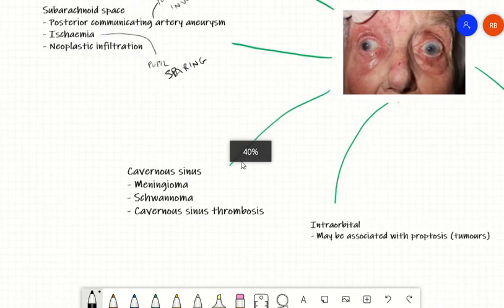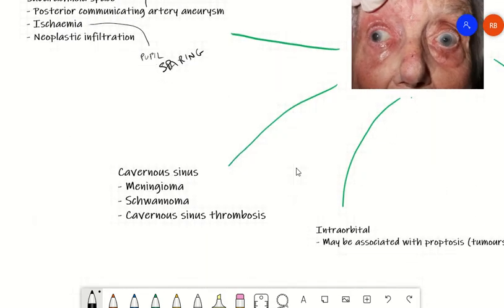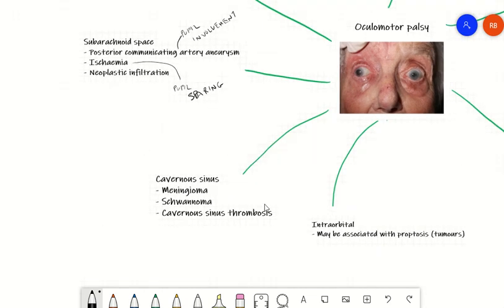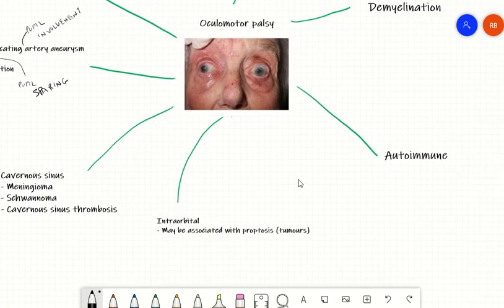The oculomotor nerve goes through the cavernous sinus. So some possible pathologies there could be a meningioma, tumor of the meninges, schwannoma, or cavernous sinus thrombosis. And that may affect the abducens and the trochlear nerve as well.